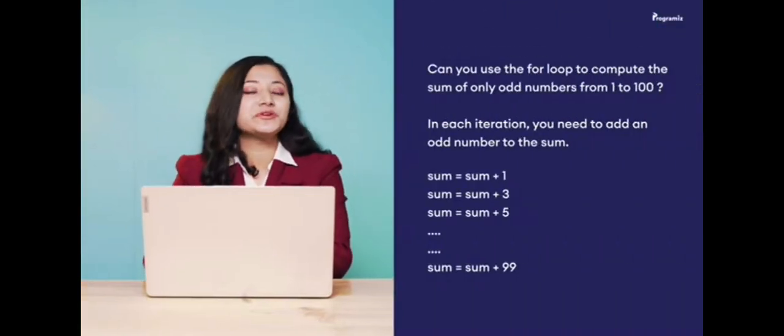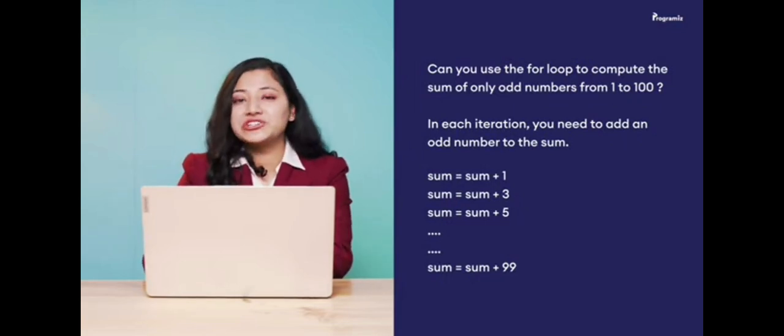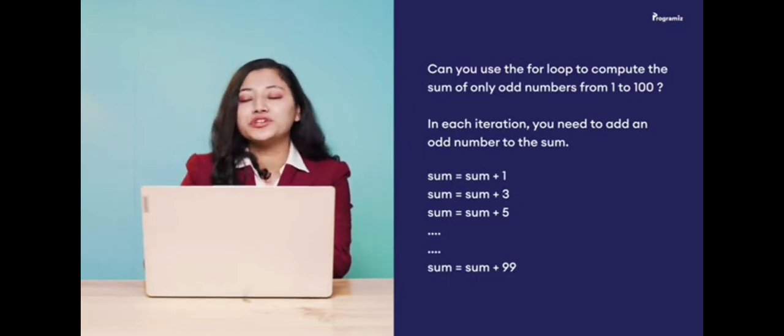Now to revise what we have learned, here is a programming task for you. Can you use the for loop to compute the sum of only odd numbers from 1 to 100? In each iteration, you need to add an odd number to the sum. Try the program and comment your code below.